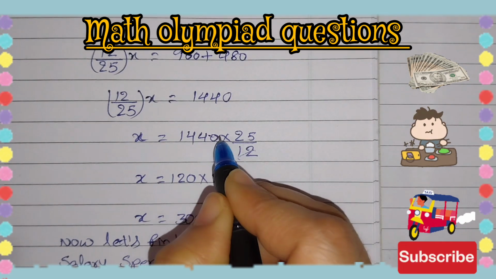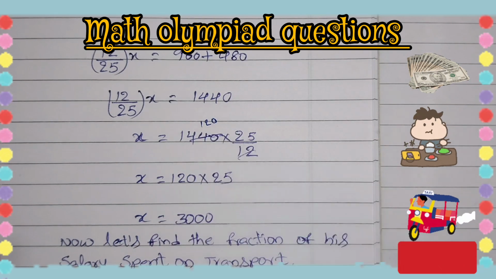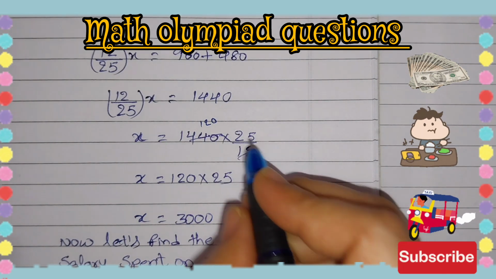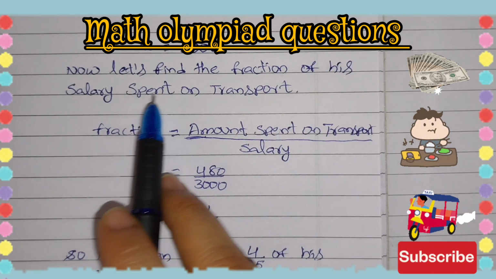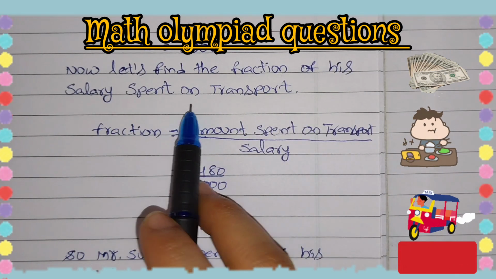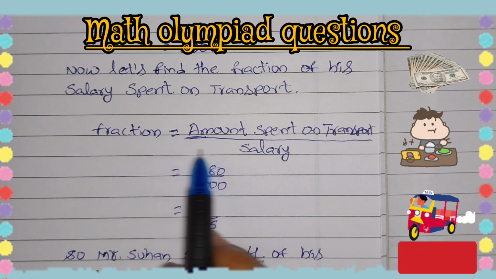1,440 divided by 12 is 120. X equals 120 multiplied by 25. X equals 3,000. Now let's find the fraction of his salary spent on transport.